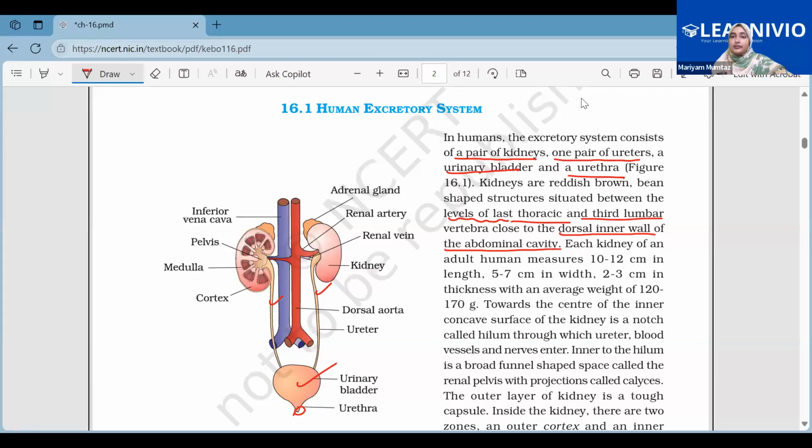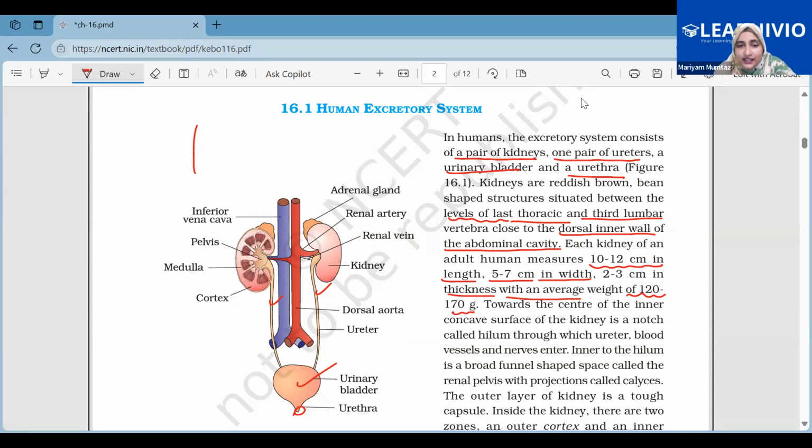Dorsal inner wall means, for example, if this is the stomach portion in the front, then the kidneys are at the back side. They are retroperitoneal in position, meaning situated towards the back instead of right in the front or in the middle. Each kidney of an adult human measures 10 to 12 centimeters in length, 5 to 7 centimeters in width, and 2 to 3 centimeters in thickness, with an average weight of 120 to 170 grams.